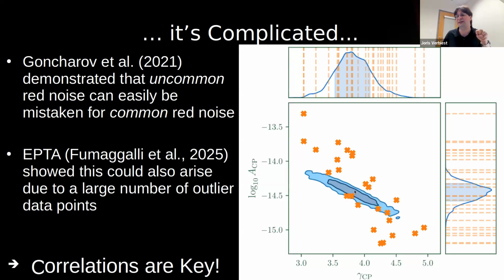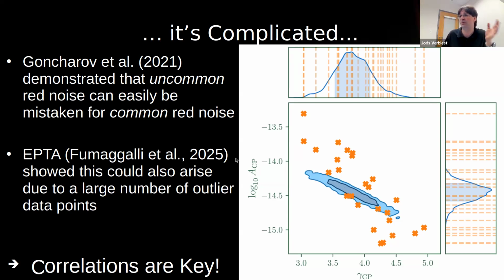That doesn't mean that this is what's happening. It could still be that there's an underlying common signal. They're basically just saying we need to be really careful, and really we need to find the correlations, because if there are correlations, then it's obvious that it is a common signal. Because if they're random signals, they cannot correlate.